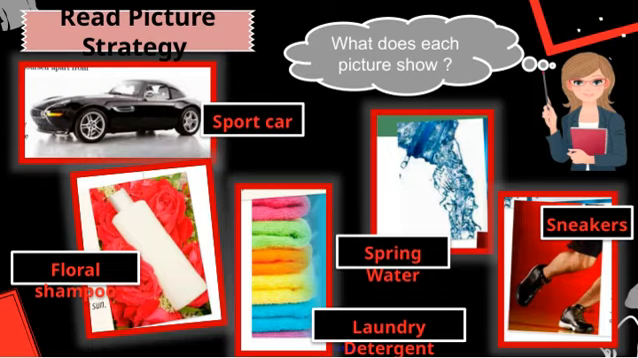Let's take a moment to look at this slide titled Read Picture Strategy. Here, we have a series of images: sneakers, spring water, laundry detergent, floral shampoo, and a sports car. Now, what does each picture show? First, the sneakers. They might represent comfort, activity, or casual wear. Next, the spring water. This one could symbolize purity, refreshment, or natural products. Moving on to laundry detergent, obviously related to cleaning and freshness. The floral shampoo suggests personal care, beauty, or fragrance. Lastly, the sports car often stands for speed, luxury, or performance.